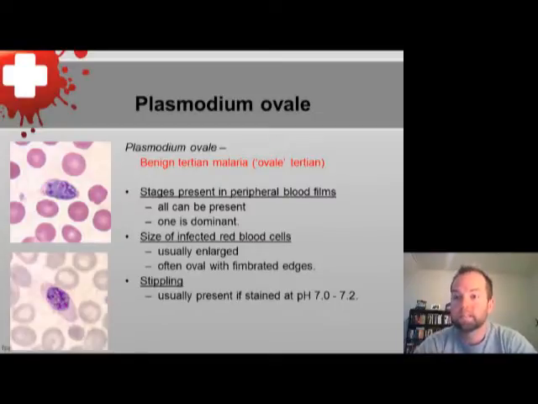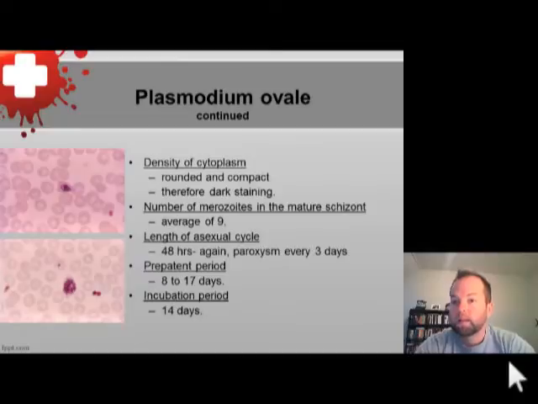Just like Plasmodium vivax, the size of the infected red blood cell for Plasmodium ovale is also enlarged, but different because the infected red blood cell typically has this oval shape and fimbriated edges that you can see here and here. So oval shapes. Stippling can also be present at a pH of 7 to 7.2 using a Giemsa stain. The density of the cytoplasm is compact, resulting in a darker staining characteristic, and the average number of merozoites in the mature schizont is around 9.